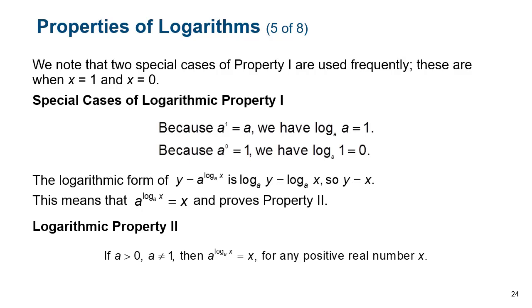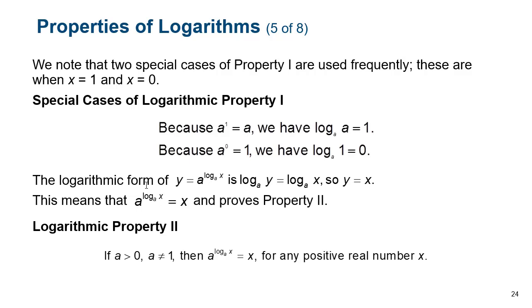Special cases of our first property are when they're raised to the power of 1 and 0, right? 1 gives us a, 0 obviously gives us 1, because anything raised to the power of 0 is 1. So, right, this becomes 0, and this one's 1.